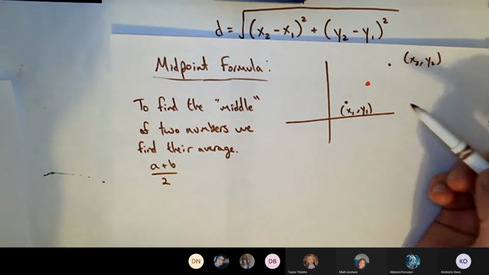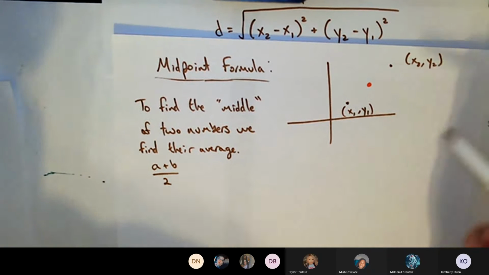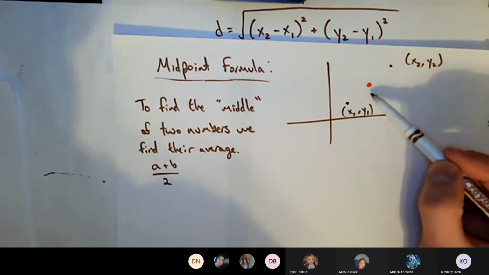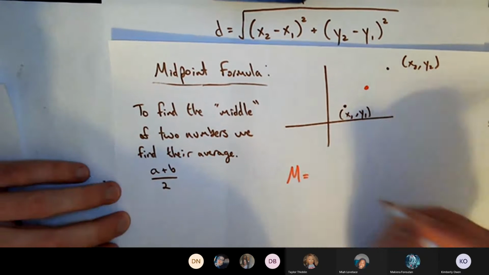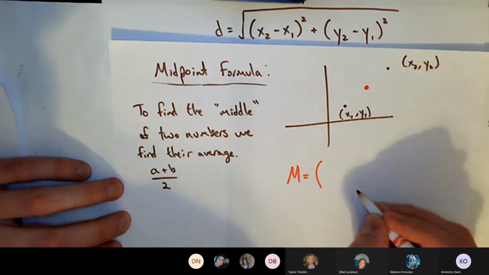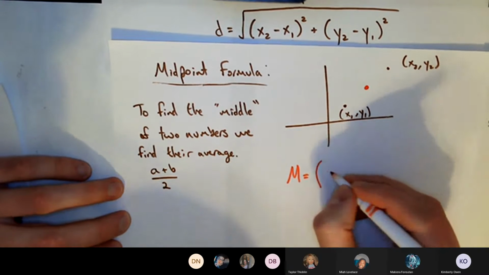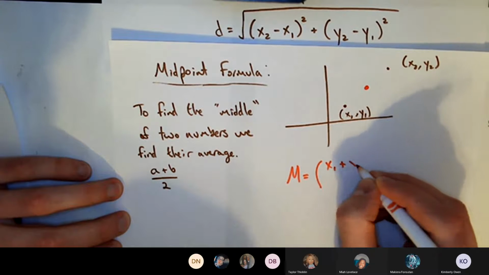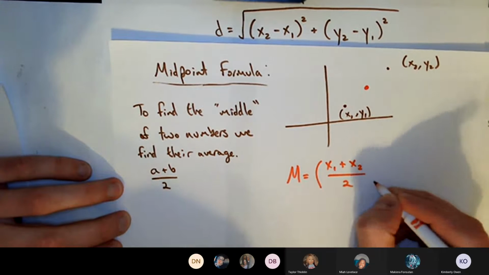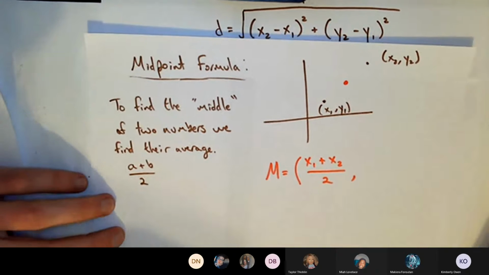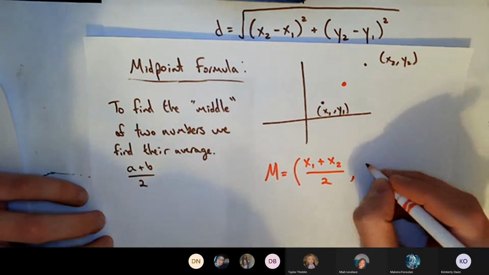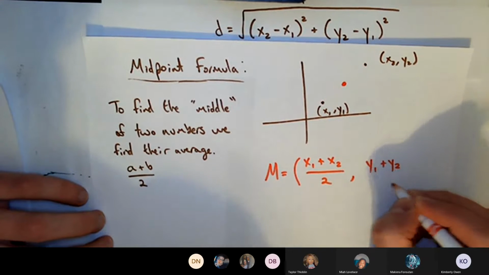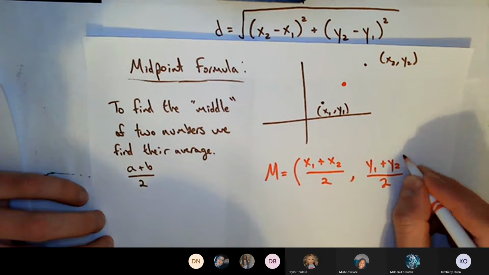For the midpoint, we want to find the average of the x values. So remember that this is a point. This is a coordinate point. It's not going to be just a single number. It's going to be a whole coordinate point. We'll say capital M for midpoint is going to be equal to the average of the x values, so x1 plus x2 over 2. And then how do you find the center between the two y values? Well, very similarly, y1 plus y2 over 2.